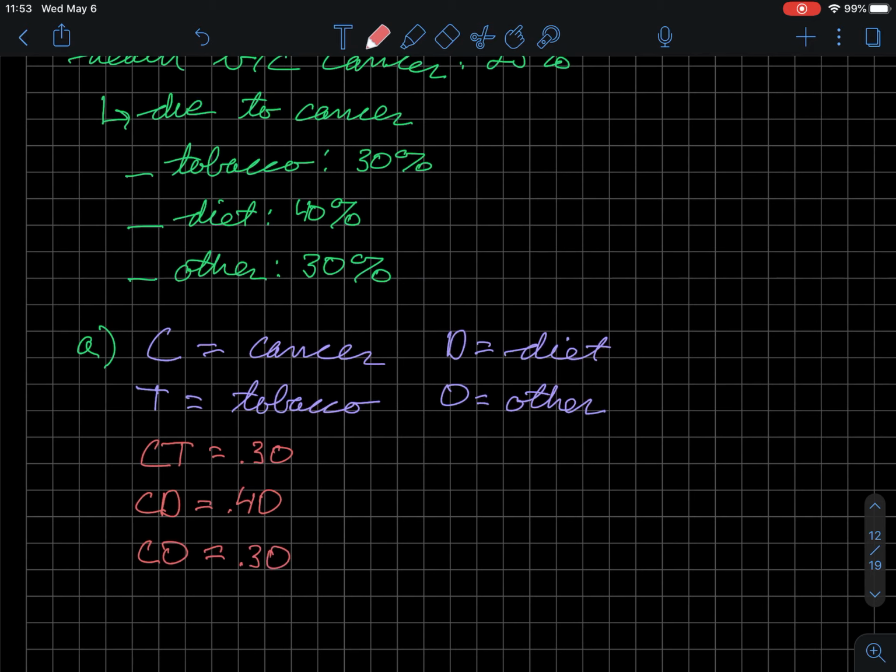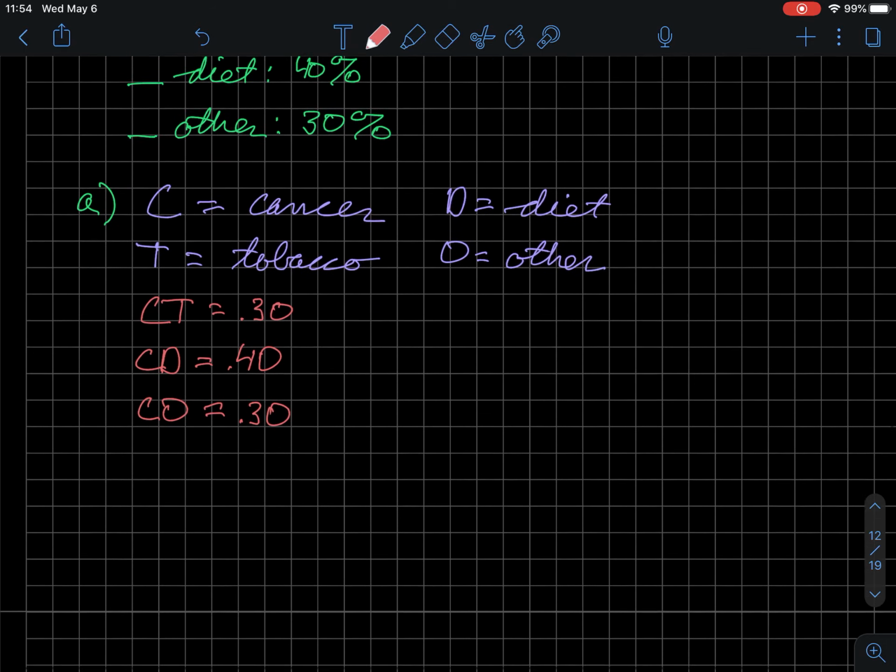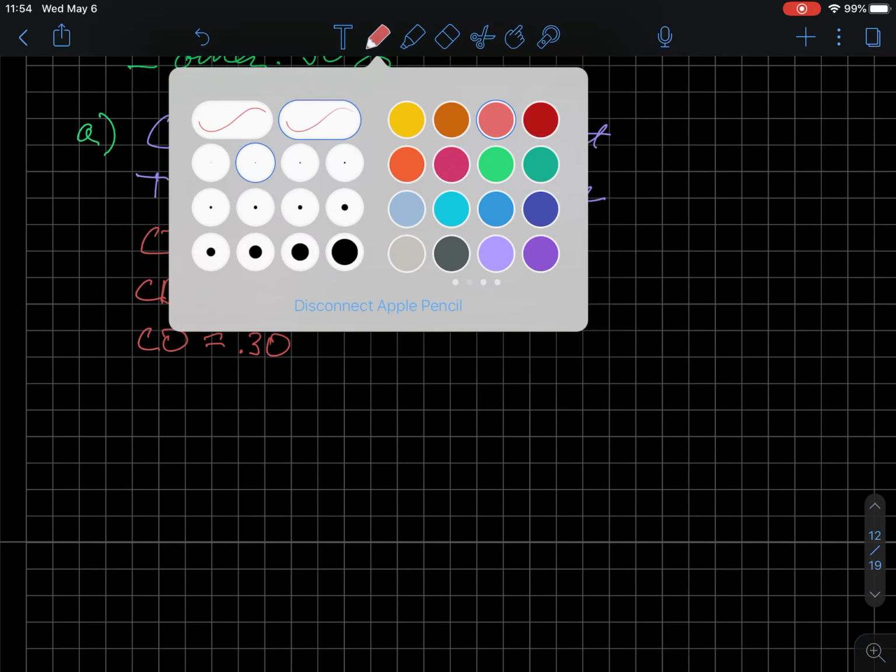So the cancer is just an event, right? But if you have cancer and it's attributed to tobacco, that is the conditional probability. Or you have cancer and it's attributed to the diet, that's a conditional probability. If it's a cancer death and it's for other causes, that's the conditional probability. And so what is part B asking us?